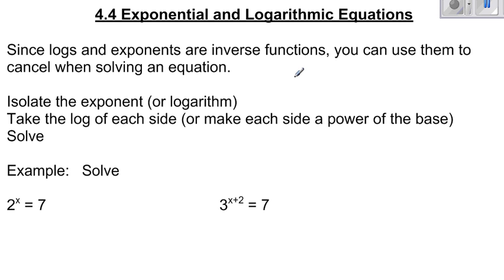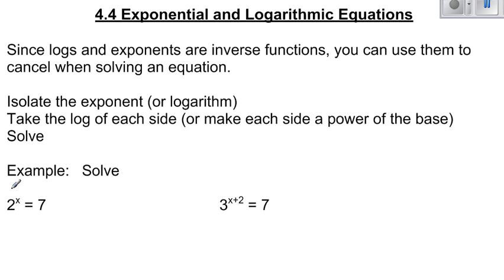Section 4.4, exponential and logarithmic equations. Since logs and exponents are inverse functions, you can use them to cancel each other out when you're solving an equation. The first examples we're going to look at are exponential equations. You'll first isolate the exponent, then take the log of each side to cancel out the bases, and you're just left with the exponent, and then you can solve. Or if it's a logarithmic equation, you will first isolate the log, then make each side a power of whatever the base of that log was, and solve. We'll see that a little bit later in the notes.